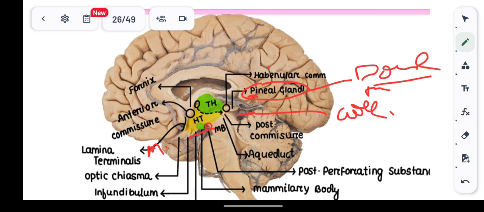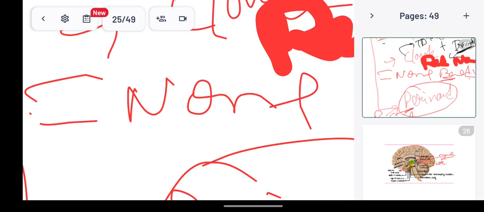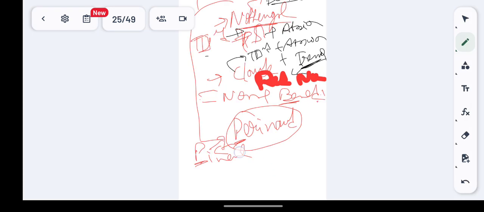So what will it cause? It will affect the eyes. Superior colliculi, remember, superior colliculi is for superior, that is eyes. Eyes are superior. Inferior colliculi is for inferior. Ears are lower, so it is for inferior colliculi. So in Parinaud, what we are saying is that upward gaze palsy is there. So what is the position of the eyes? Downward gaze. It is also called Doll's eye sign.